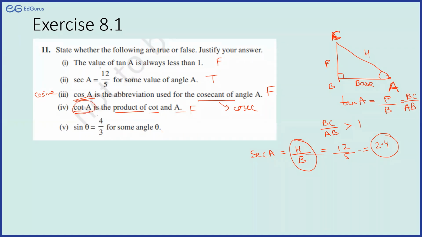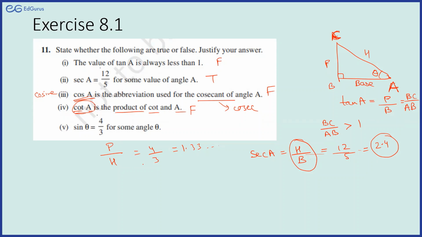Sin theta equal to 4 by 3 for some angle theta. Suppose this is my angle theta. Can sin theta be 4 by 3? Now sin theta we know is perpendicular upon hypotenuse. Can it be 4 by 3 in a right angle triangle? So 4 by 3 means 1.333. I think it's false because sin theta will not be greater than 1. So it's false. Very good.